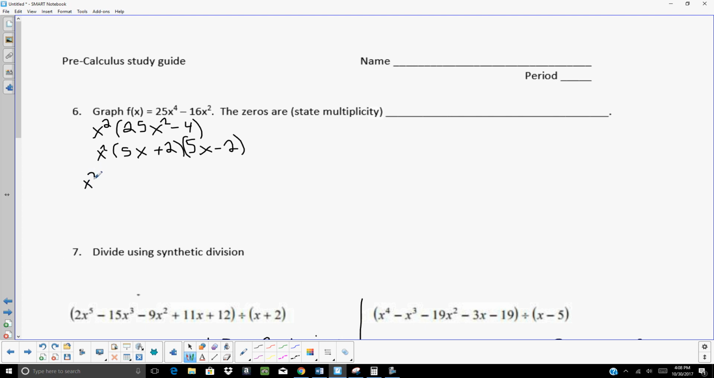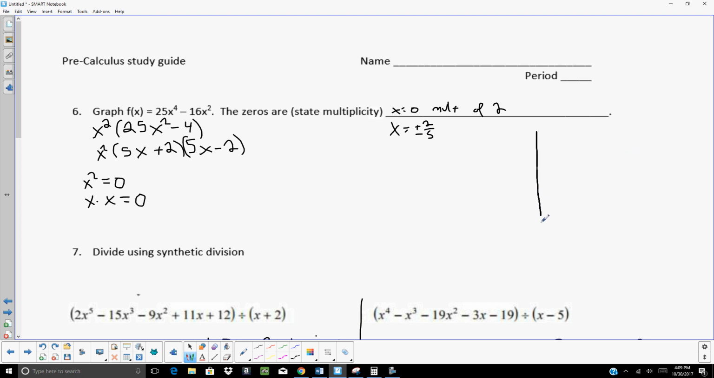That x squared, you set that equal to 0. So that's actually x times x equals 0. So since we have two zeros there, x equals 0, and that is a multiplicity of 2. If you just wanted to put x equals 0, that's fine. X is also going to equal 2/5 and negative 2/5. I'm going to put a plus and a minus there. So there's actually 4 zeros there.